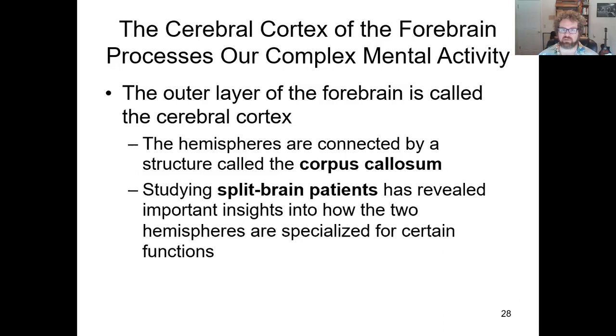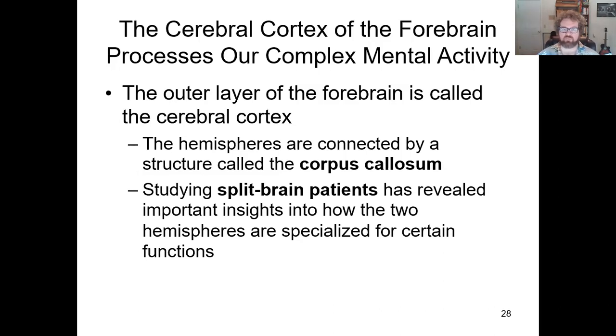It's a bundle of about a million axons. And we talked about what axons are in the previous lecture, but it's a bundle of about a million of them that connect the two sides of the cortex and allow them to communicate with each other. And as I mentioned, there have been a number of studies that have been done on what are called split brain patients. These are folks who have had their corpus callosum severed to control their epilepsy. And we can see from those cases just how important the corpus callosum is.